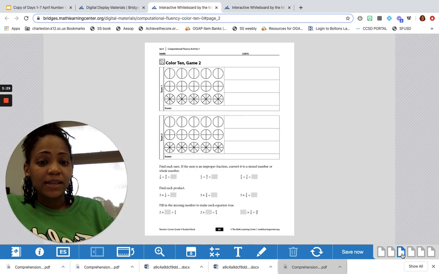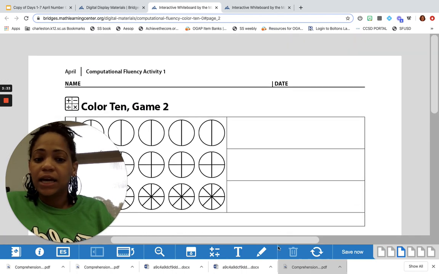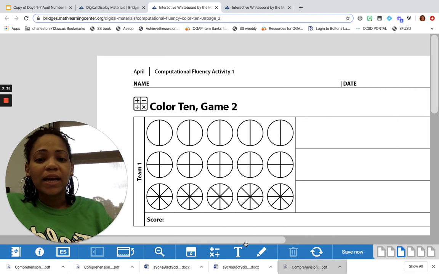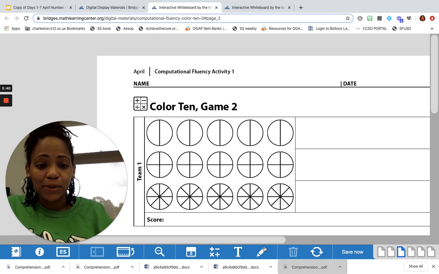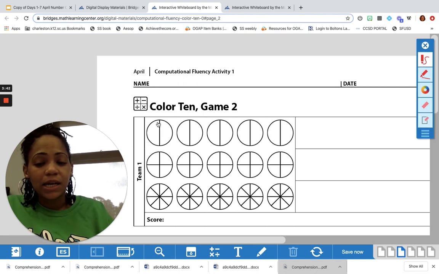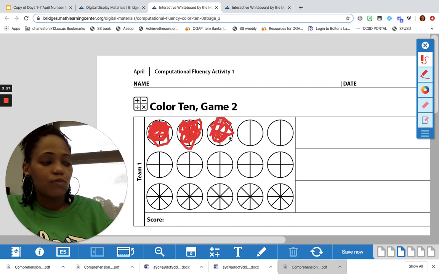I got a 7. So I can choose to color in 7 halves, I can color in 7 fourths, or I can color in 7 eighths. And since the goal is to get as close to 10 as possible, I'm probably going to color in 7 halves. So here's 2 halves. Here's 4 halves, 6 halves, and then 1 more half here.